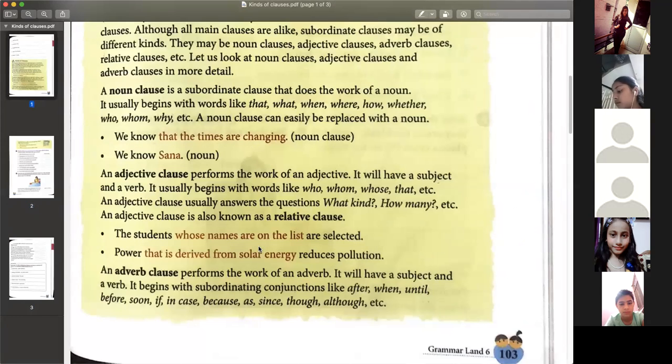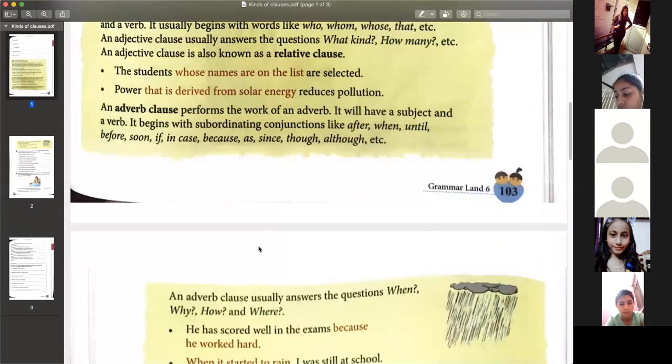Ma'am, there was a net issue. That's why I was not able to hear. About what, Srijanya? For adverb clauses, see, bachi, you just have to find conjunctions. Adverbs tell us about how, where, when, and why the things are happening. And it is joining with a subordinate conjunction. Subordinate conjunction means the words that are joining two sentences, like after, when, because, as, since. When these words are used in a sentence, they are adverb clauses.